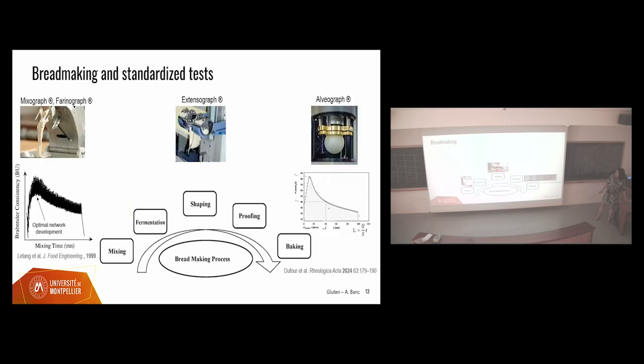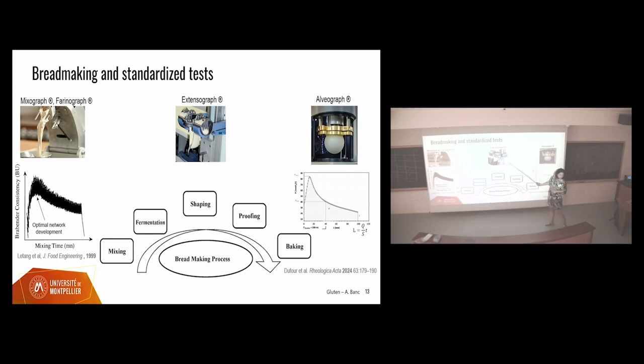To probe the quality of different flours, industrial people created machines to probe the quality of dough for the different steps: mixing, shaping, and baking. Typically, a mixograph mixes the dough, and you measure the torque required to mix your dough. This is a typical measurement that you can get. Bakers know very well that the optimum mixing time is defined by the maximum of the torque that you measure here.